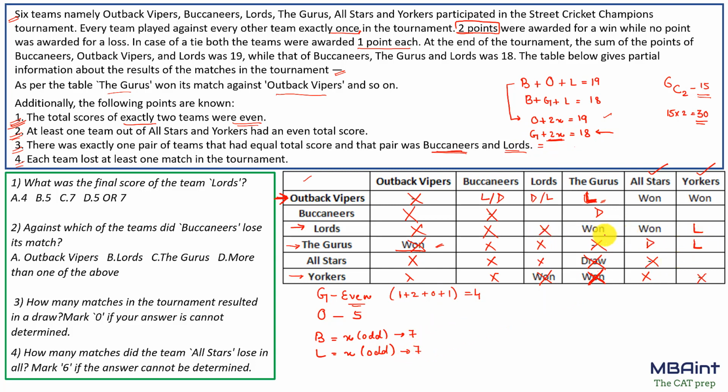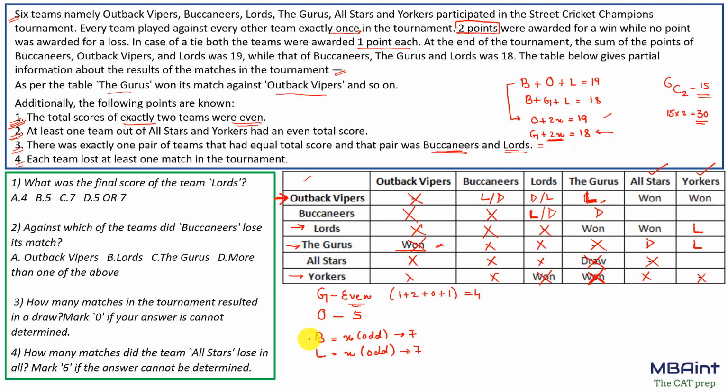Let's try to find the score of Lords. Won, so it is for Lords, so this would be 4. Fine. Now as this is 4, I'll have to get 3. Now in order to get 3 over here, if this is a draw, this would be L. L is loss for Buccaneers but win for Lords, so I'm writing it L. Similarly, if this is L, this would be a draw.